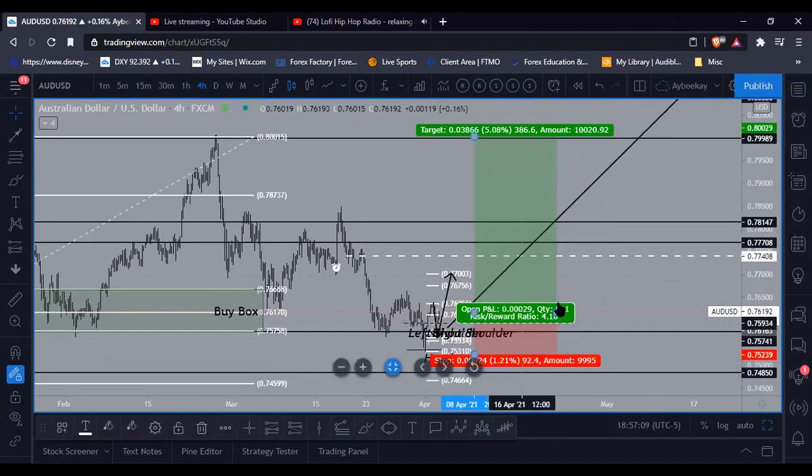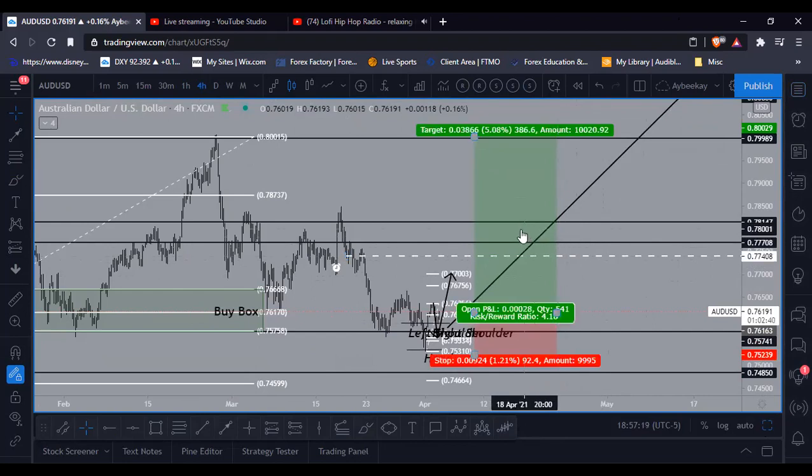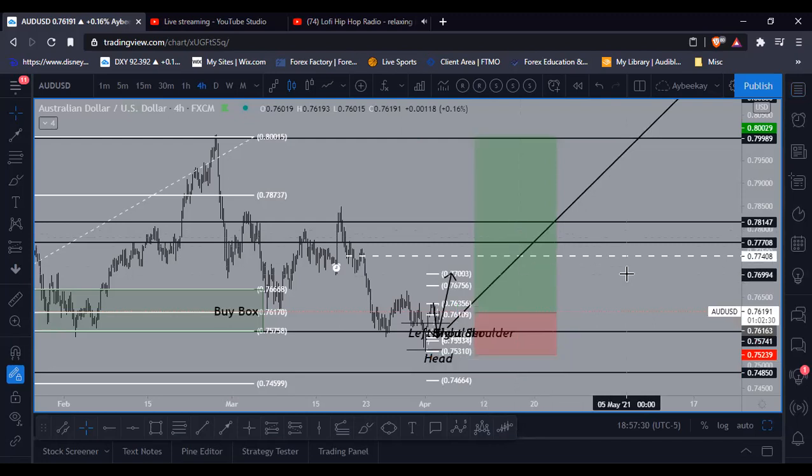So risk to reward of 1 to 4. Once price gets to 0.77400, I would start to look for a potential, okay, I'm going to take majority of my profits. And then once it gets to probably 0.77973, I might look for a potential sell. But again, it depends on what things look like, right? So that's for 80 USD.